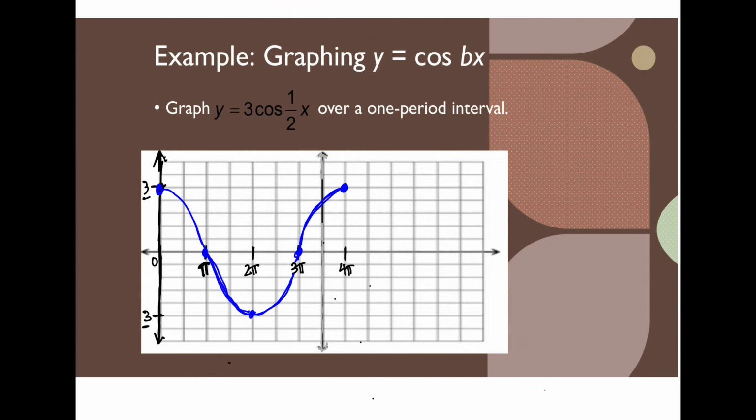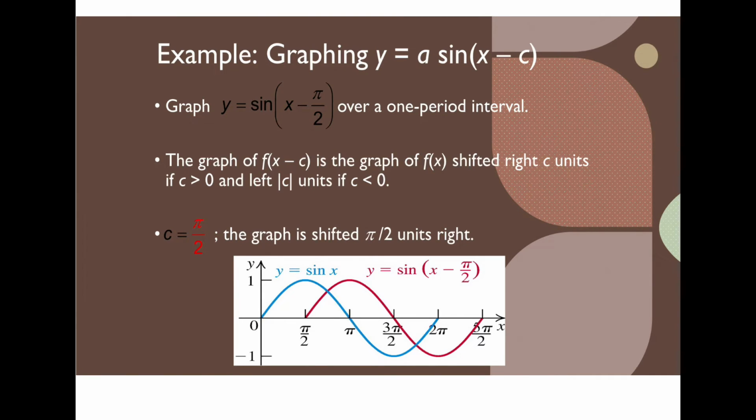I can see by the values along the x-axis that we basically doubled the period because I divided by half the b for this function. Next up, we're going to look at what happens when we subtract c. So we subtract something from the x before we've taken the sine of that.